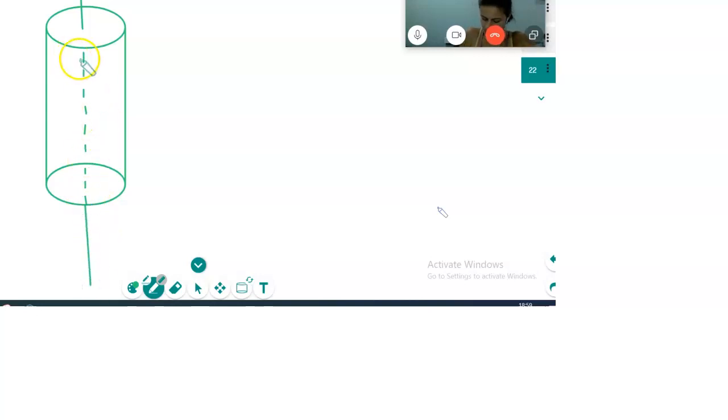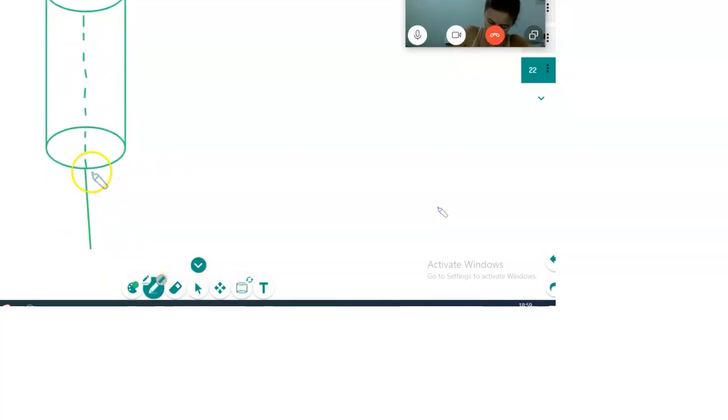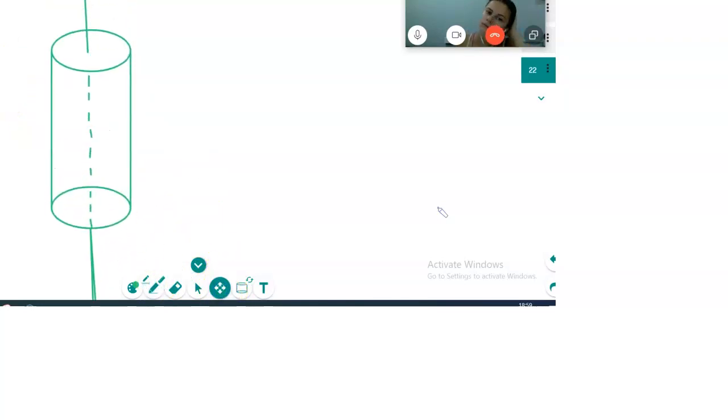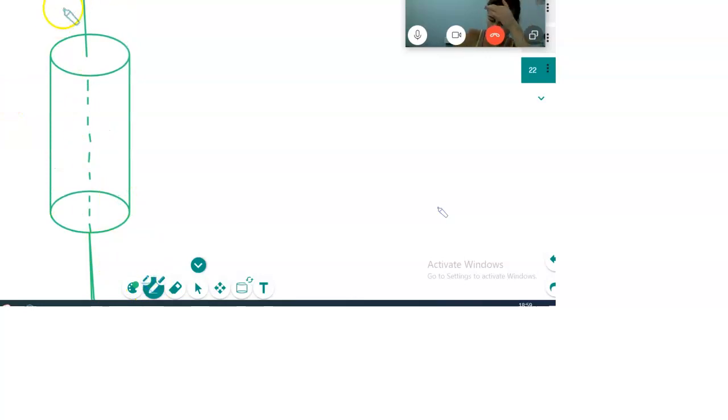Why do I have a dotted line inside? Because the axis is passing through the inside of the cylinder. That is the reason I have made a dotted line inside. This is called the axis of the cylinder. Very simple. Why is it called the axis? Because it is parallel to the cylinder axis.